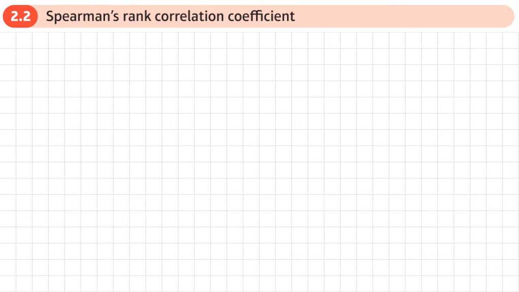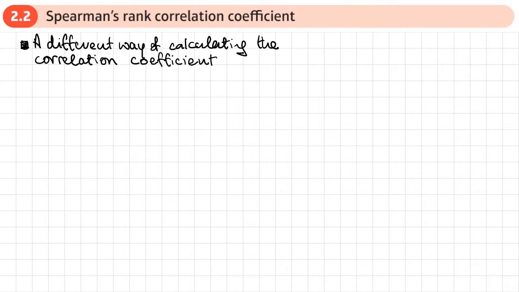This is the second section of chapter 2, which is on correlation, and this section is Spearman's rank correlation coefficient. Now, it's a different way of calculating the correlation coefficient.